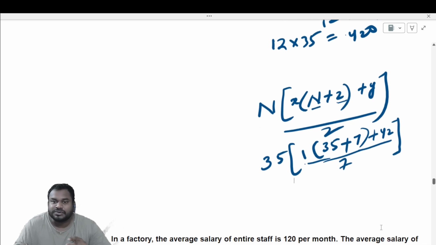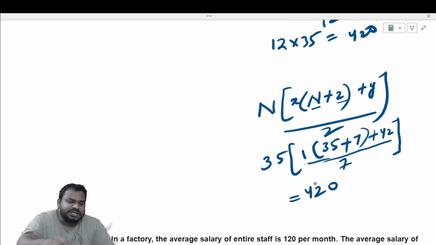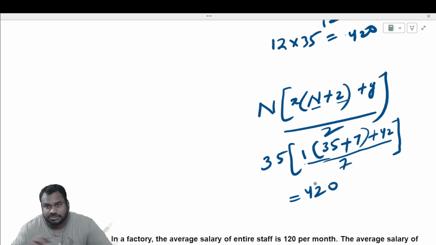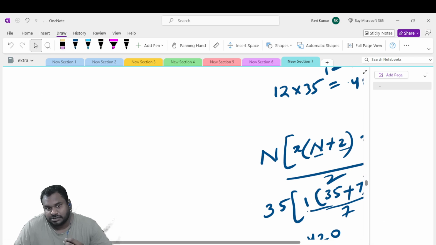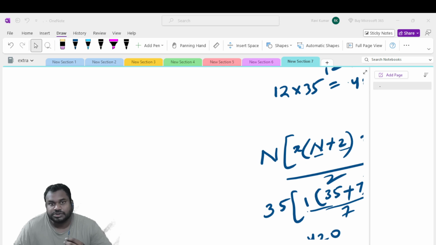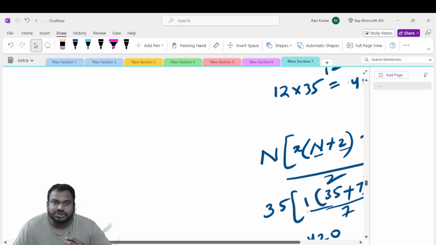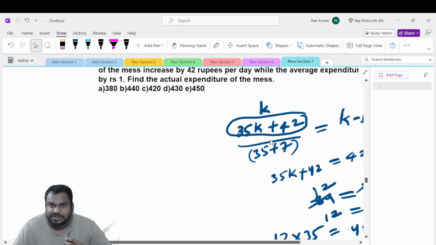12 into 35, 4. Directly we will get the answer. But sometimes remembering this kind of formula is difficult and it's a waste of stressing the brain more. If you can solve the question in a normal procedure like this, we feel that is sufficient.